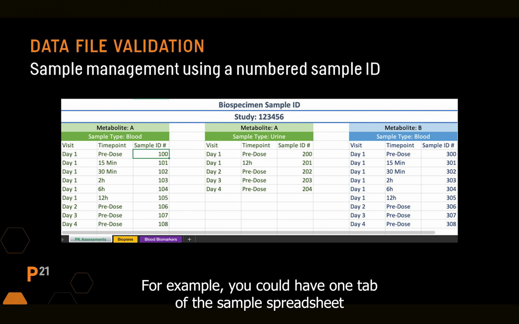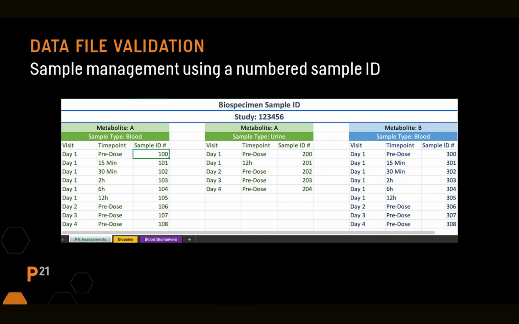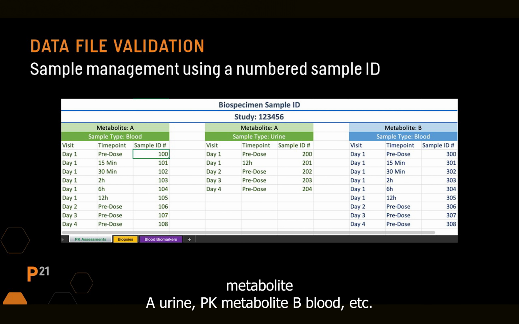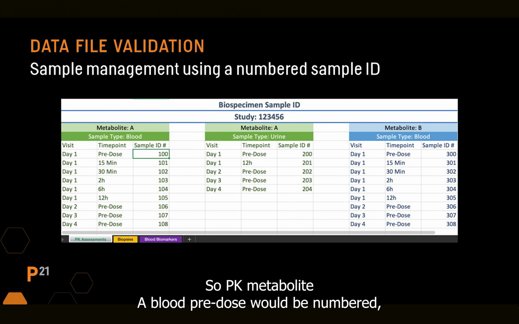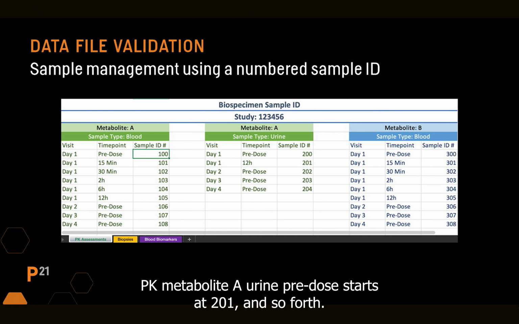For example, you could have one tab of the sample ID spreadsheet for PK data and sections within that tab for blood samples and urine samples. Or you could have sections for PK metabolite A, blood, PK metabolite A, urine, PK metabolite B, blood, etc. Each of these different sections should have different predictable sets of numbers assigned to them. So PK metabolite A blood pre-dose would be numbered 100, 15 minutes would be 101, and 30 minutes would be 102. PK metabolite A urine pre-dose starts at 201, and so forth.